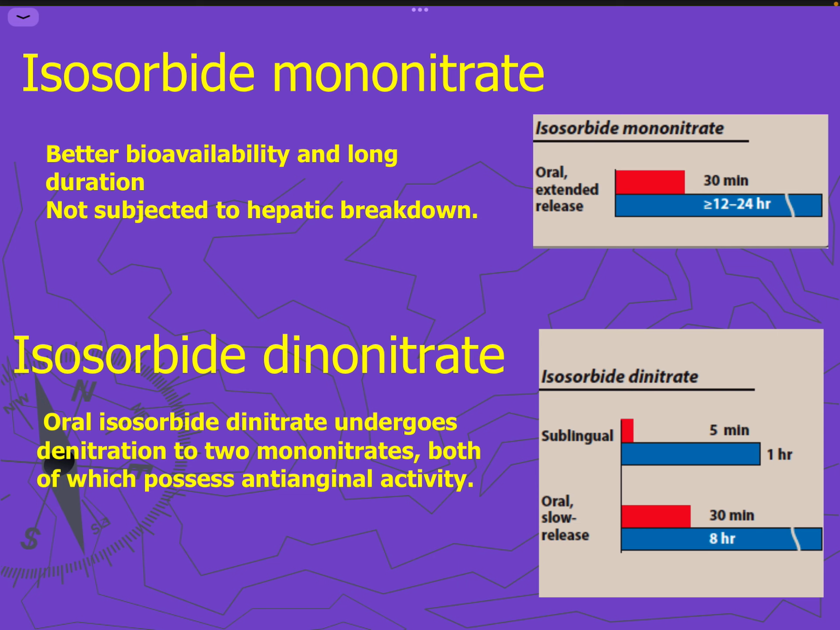Other kinds, isosorbide mononitrate, have better bioavailability and a longer duration of action. It is not subjected to the hepatic breakdown, so it can have a duration of action of up to 12 to 24 hours. Isosorbide dinitrate, sorry, we'll fix that, gets broken down in the body to 2 mononitrate, and again it will have the same effects where it's not broken down by the liver enzyme, so it can be given orally as a slow release form.